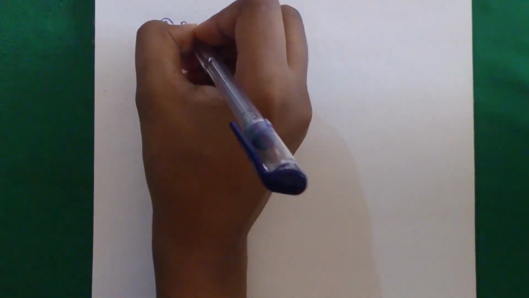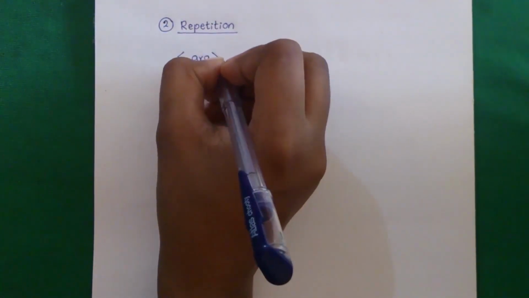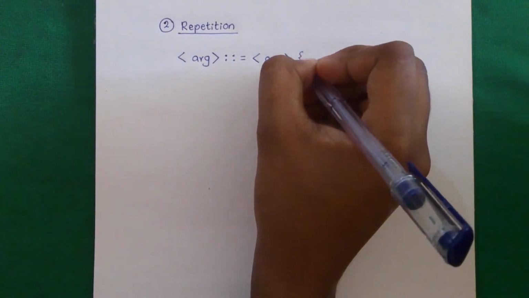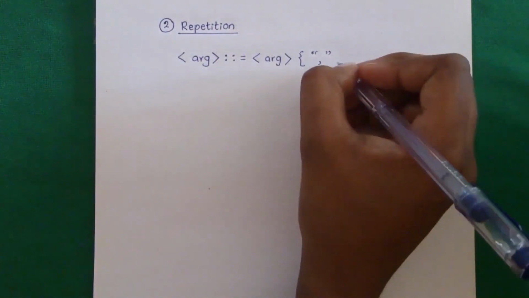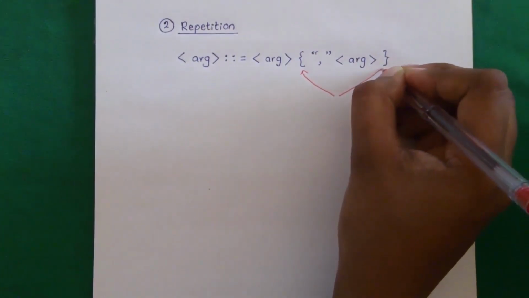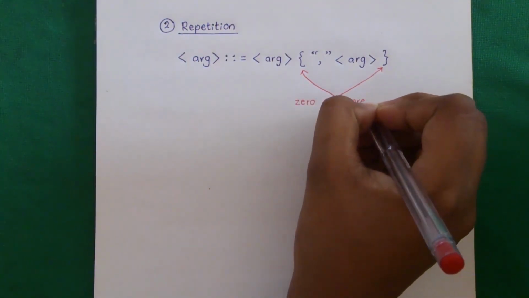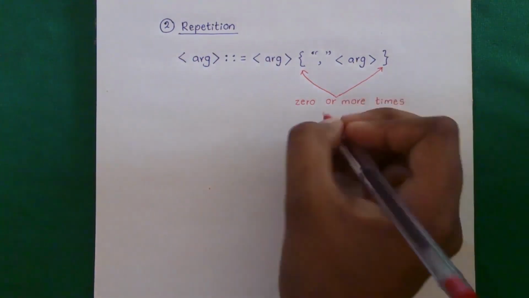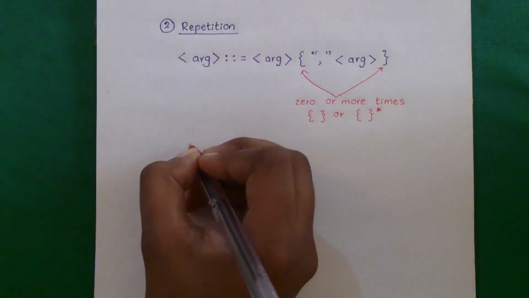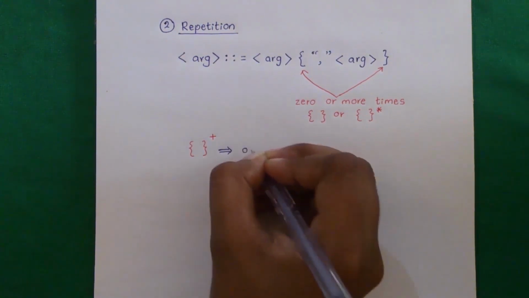The second notation of the EBNF is repetition. Curly braces indicate that the enclosed pattern can be repeated indefinitely or simply left out. If we use the curly brackets with the plus sign, it means one or more times. And if we use the curly brackets alone or with the star mark, it means 0 or more times.